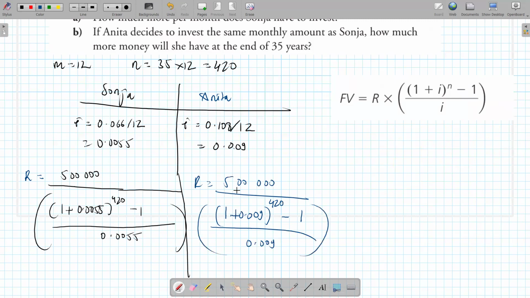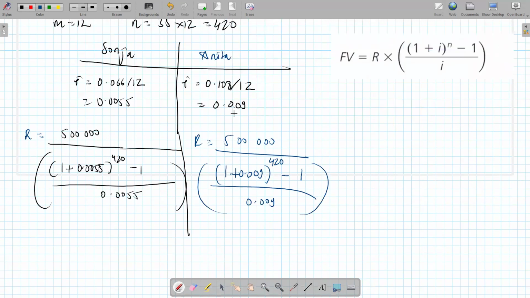So let me plug both of them in. We're expecting this to be higher than this, because it says how much more does Sonia deposit. So we're expecting this R value to be higher than this R value, because she would have to deposit a higher amount since her interest rate is lower. This one's 10.8, this one's 6.6. Because her interest rate is lower, she ends up having to deposit a higher amount each month.